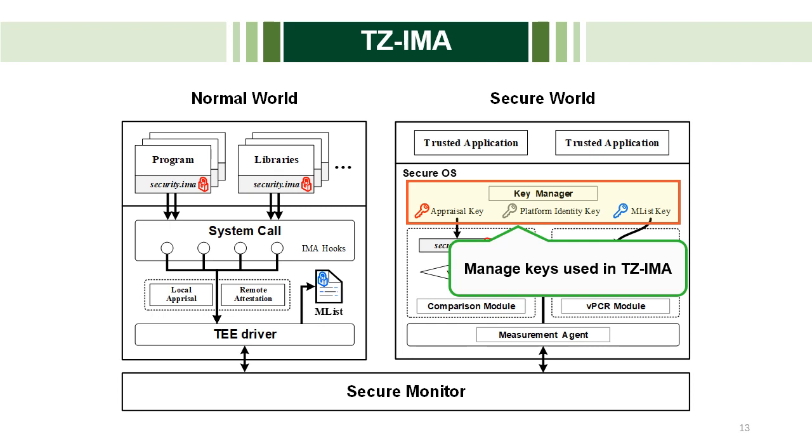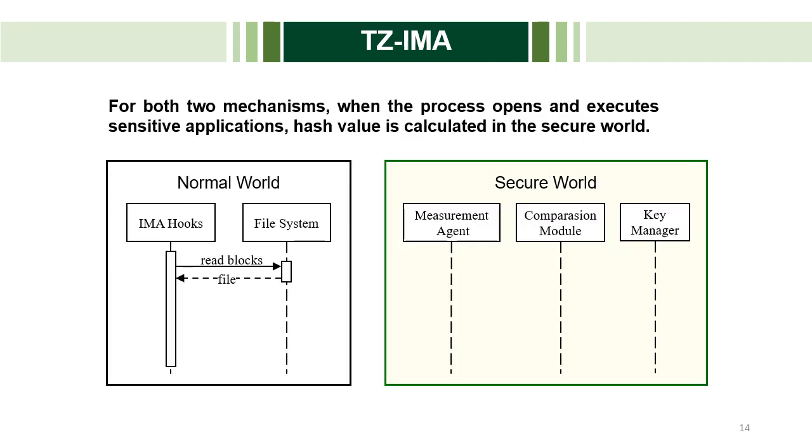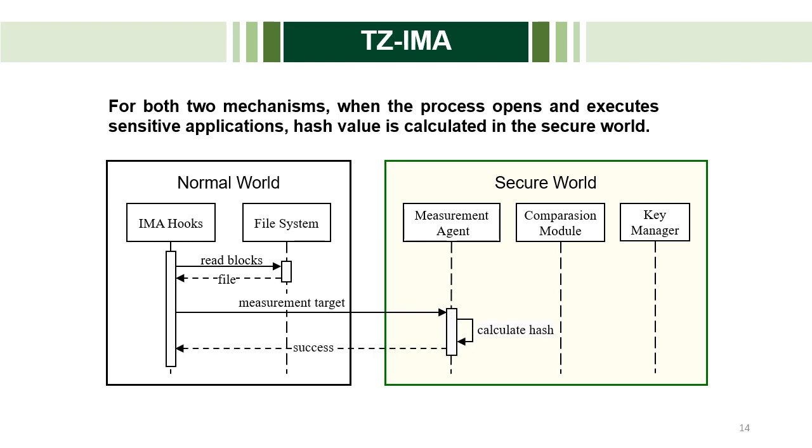attesting system's TrustZone. Based on the 4 security models, TZ-IMA provides 2 mechanisms, appraisal and attestation, to protect the integrity of applications running on the computer. For both mechanisms, when a process opens and executes sensitive applications, the query is captured by the hooks, and the measurement agent in TrustZone is called to calculate the current hash value of the application.